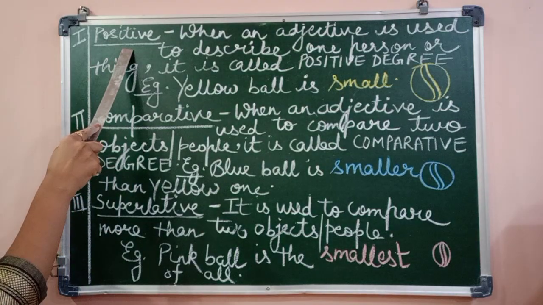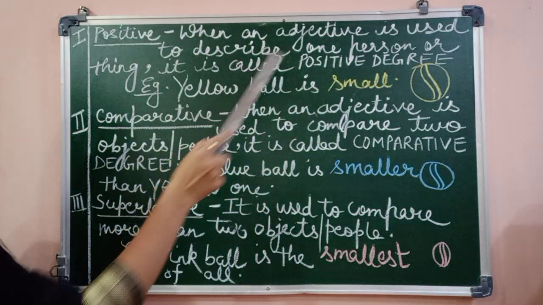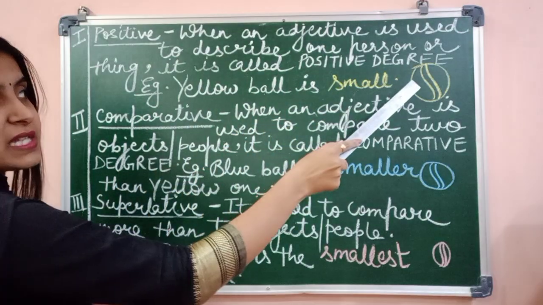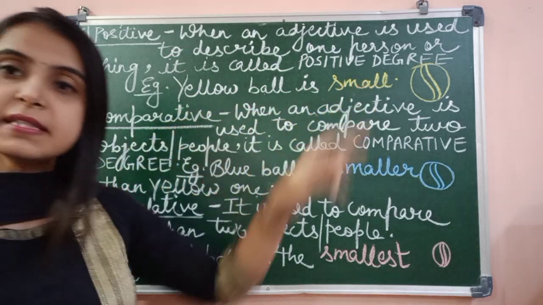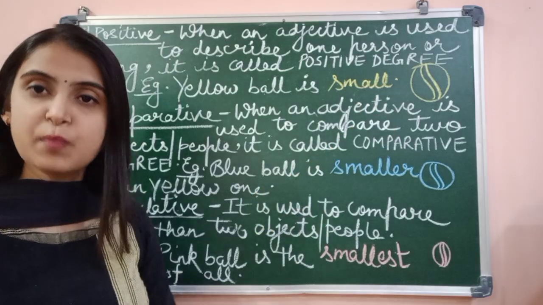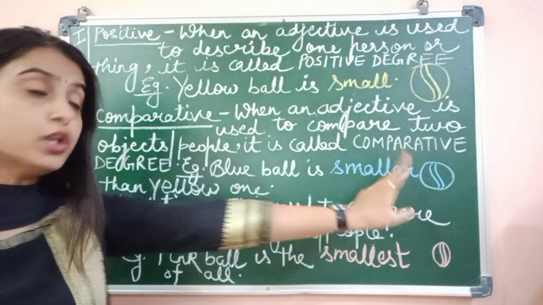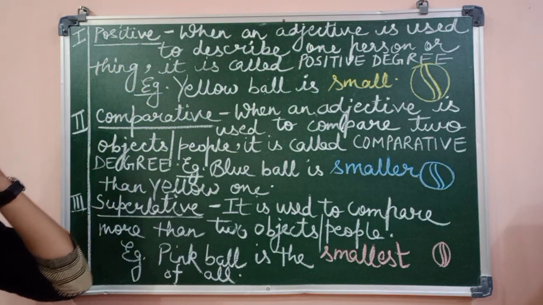The first one is positive degree. It says when an adjective is used to describe one person or thing, it is called positive degree. Now here you can see a ball, a yellow ball. So the example says yellow ball is small. This ball is small, so I am saying yellow ball is small. I am just talking about one ball. I am not comparing this ball with any other. So when we do not make any comparison, it is positive degree. I have already told you.